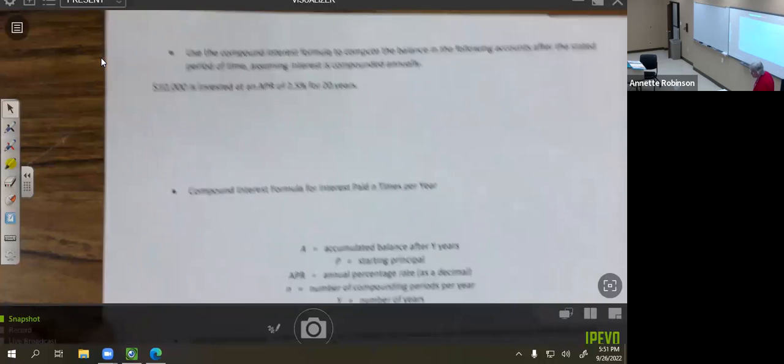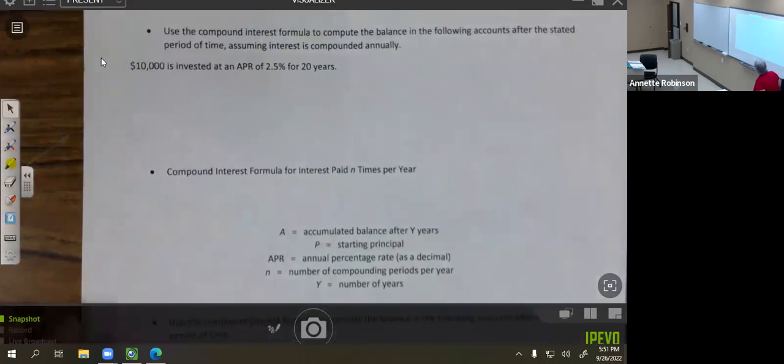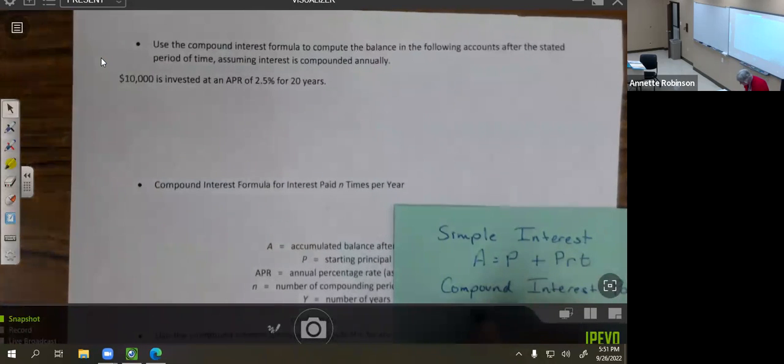We're going to use the compound interest formula to compute the balance in the following accounts after the stated period of time, assuming interest is compounded annually. Annually is that once a year. For the first couple of times you do this, it probably wouldn't hurt to recopy the formula.